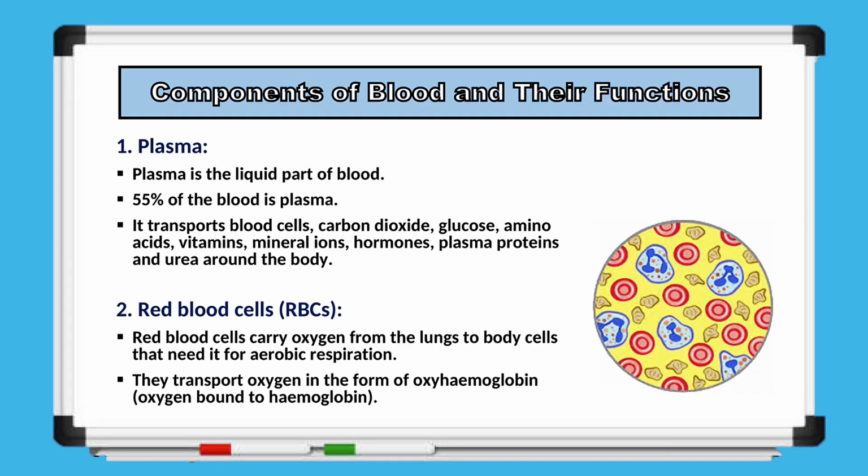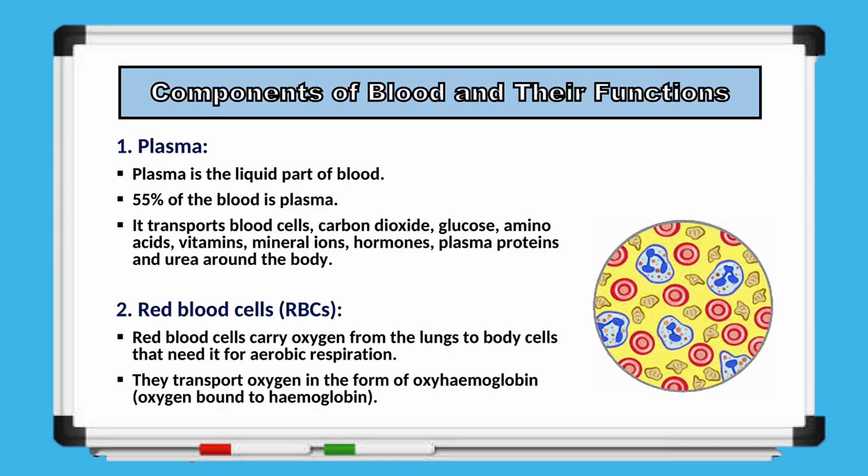First, let's see plasma. Plasma is the liquid part of blood, making up about 55% of its total volume. It carries blood cells and transports carbon dioxide, glucose, amino acids, vitamins, mineral ions, hormones, plasma proteins, and urea around the body. Next, we have the red blood cells.